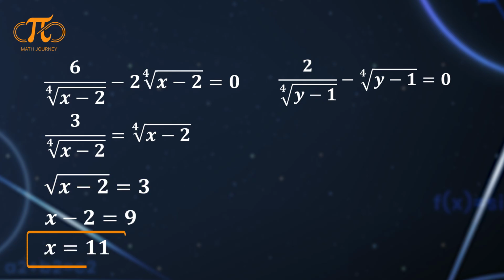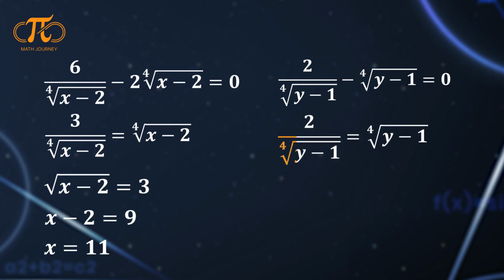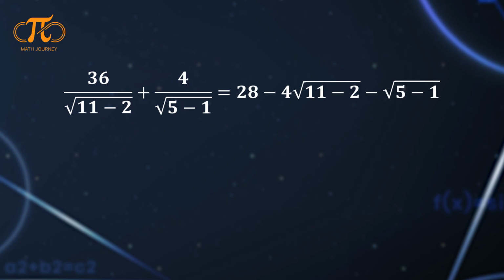For the second equation, 2 divided by the fourth root of y minus 1 equals the fourth root of y minus 1. 2 equals y minus 1, which gives us y equals 5. Finally, let's substitute x equals 11 and y equals 5 back into the original equation to make sure everything checks out.